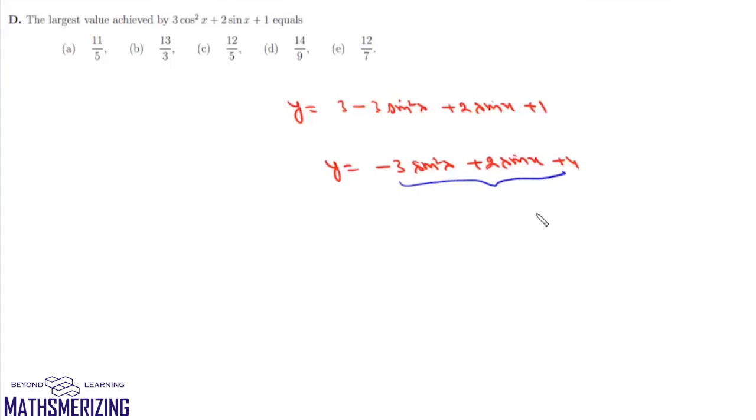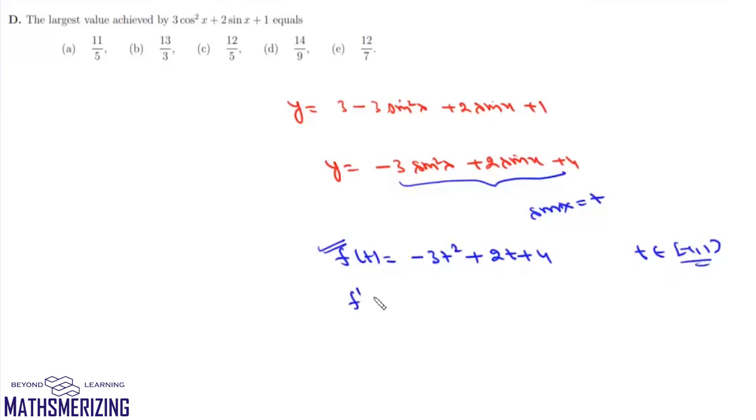Now what we'll do is, assuming sin x as t, we'll define a function f(t), which is minus 3t square plus 2t plus 4, where t lies between minus 1 and plus 1. We'll find the absolute maximum value for this function in this given interval. We'll find f dash t. So we'll get minus 6t plus 2, and from here we'll get t equals 1 by 3. Now we'll find the value of this function at minus 1, 1 and 1 by 3, and whichever is the largest value is the largest value for the given expression.